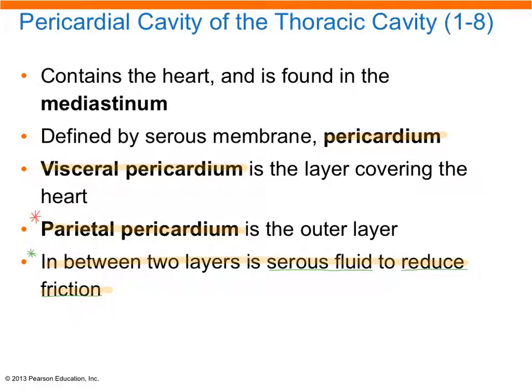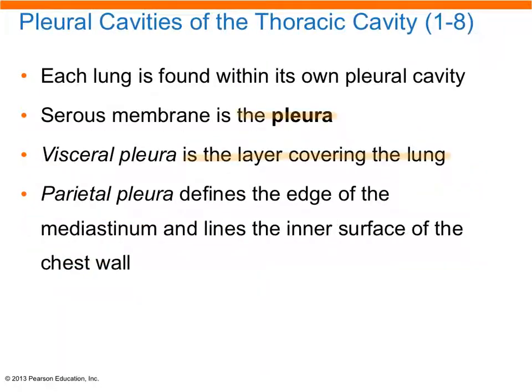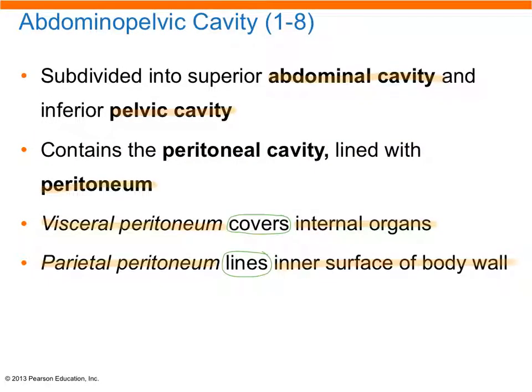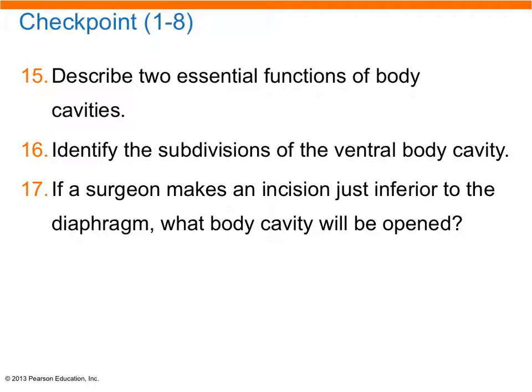The pericardial cavity is called the pericardium, and this is where the heart is. There's a fluid between it called serous fluid, and that's to reduce the friction. The pleural cavity holds the lungs. Look over the checkpoint questions and see if you can answer them.